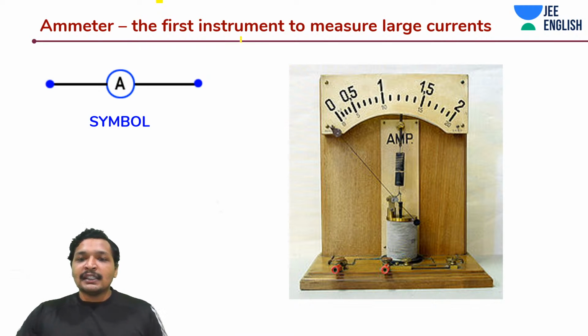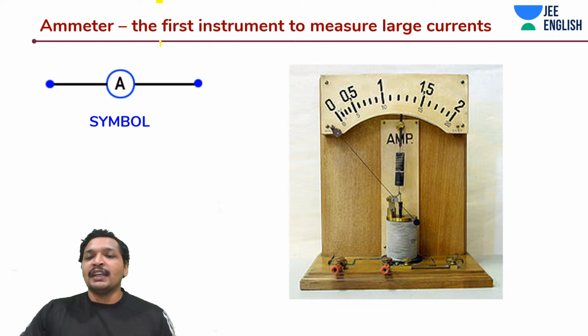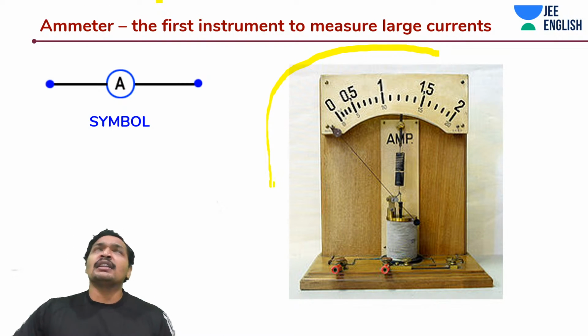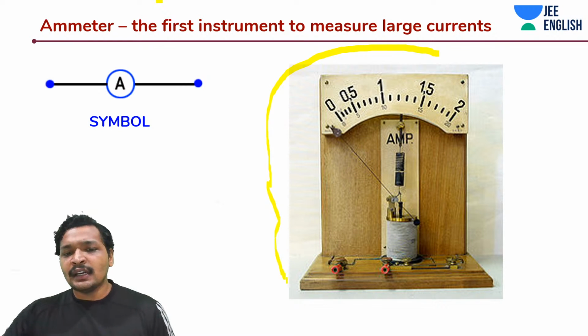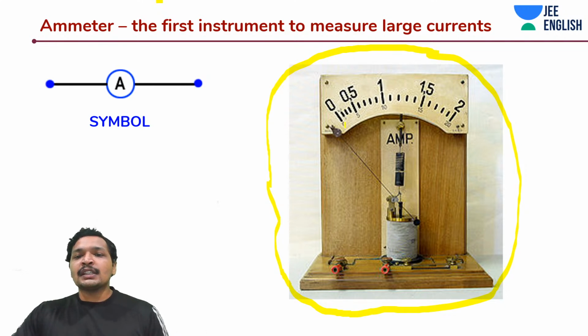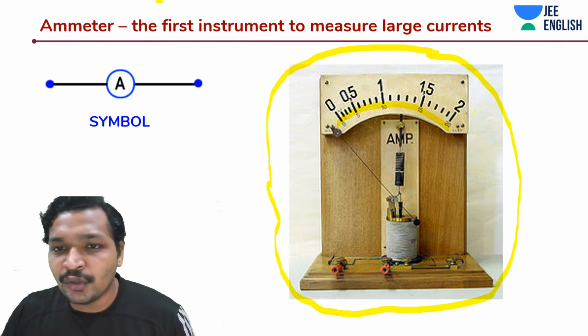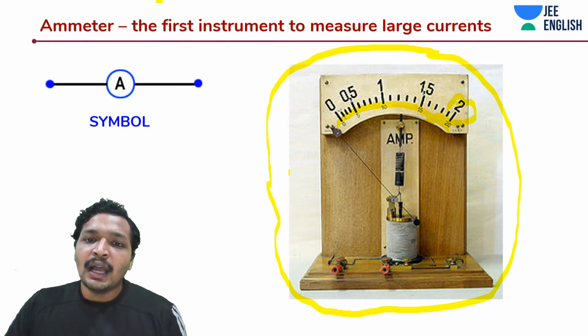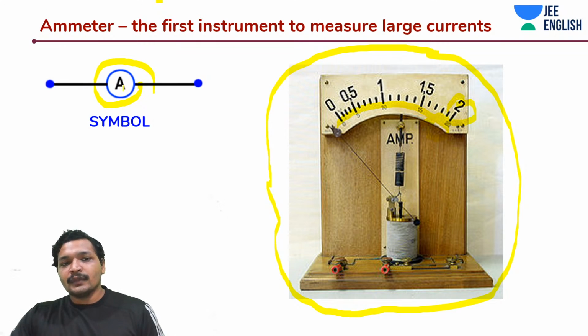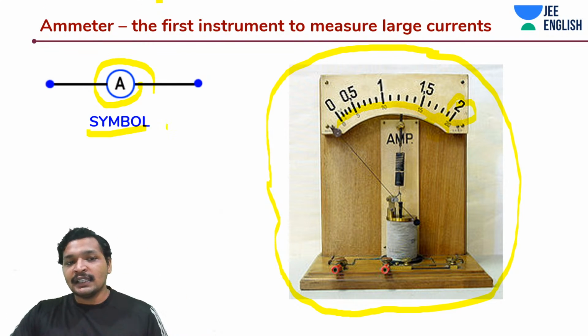This was typically the first kind of ammeter that we had around. The ammeter was invented in the 19th century, around 1890 or something like that. This is the first kind of ammeter, used to measure back in the days around 20-something amperes. An ammeter is denoted by A inside a circle, whereas a galvanometer had G inside.